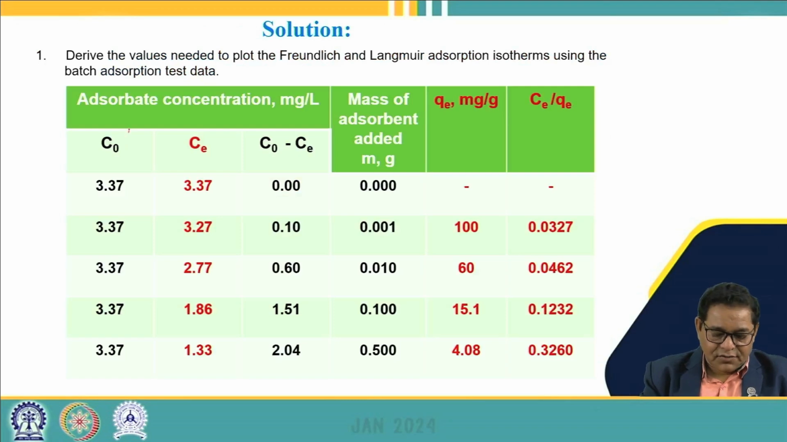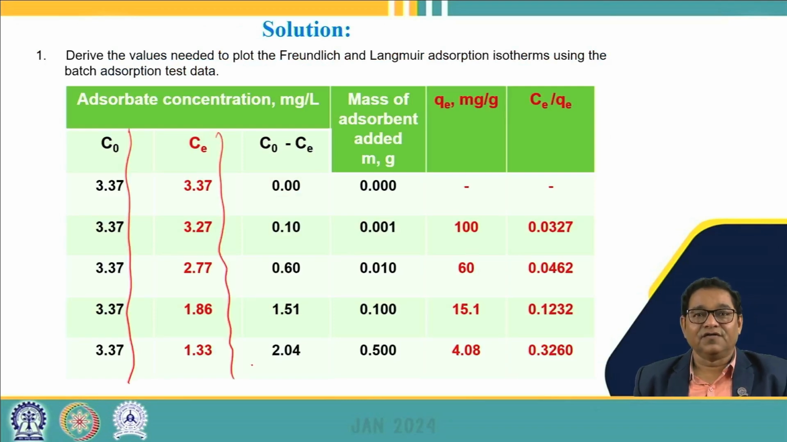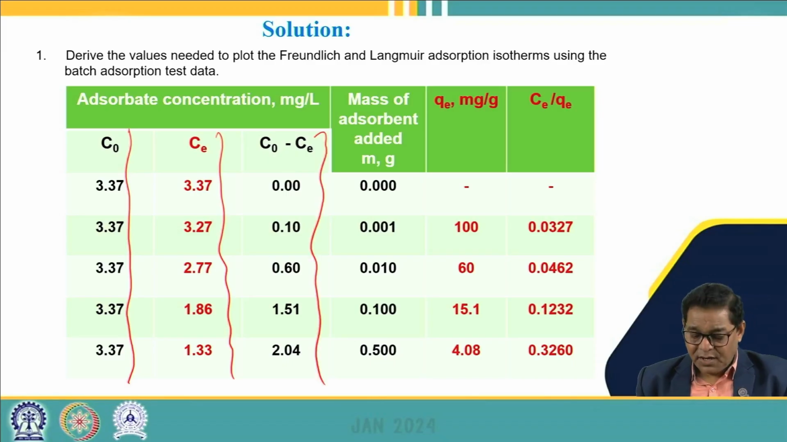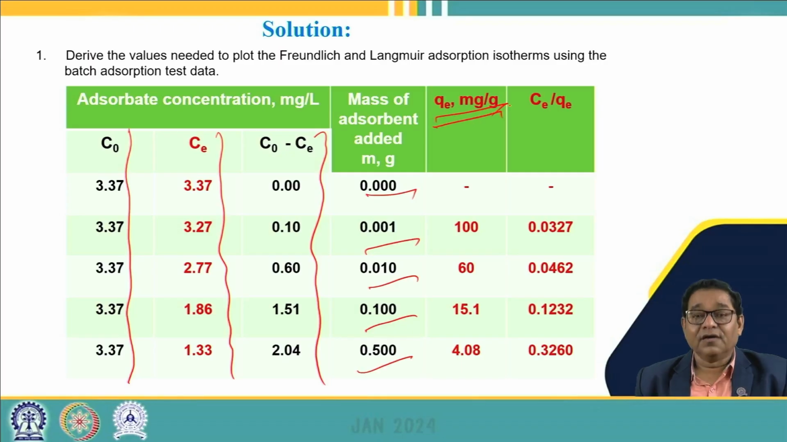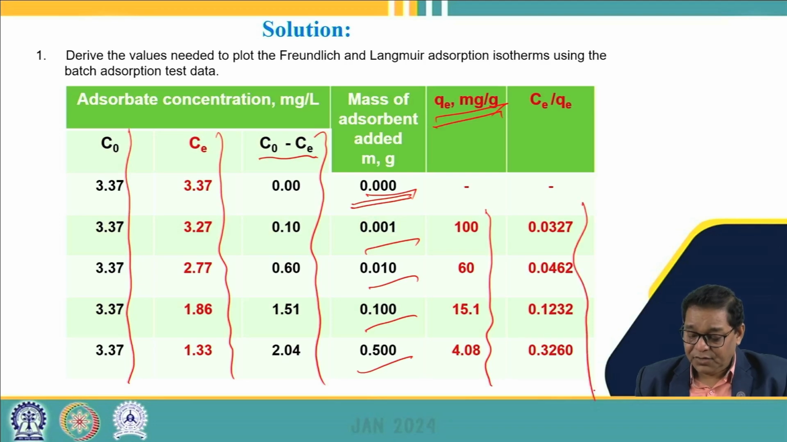So this is the calculation table. You can see the C0 value is given and here the CE value is given. From this we can calculate C0 minus CE, and then this is the mass of the adsorbent added. So this is the QE value we get, that is milligram of adsorbate adsorbed per gram of adsorbent. So C0 minus CE is divided by the dose of adsorbent added, and we get this data. We also have to calculate the CE by QE value.